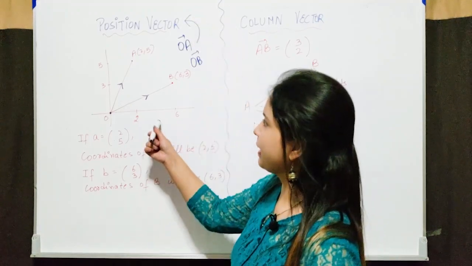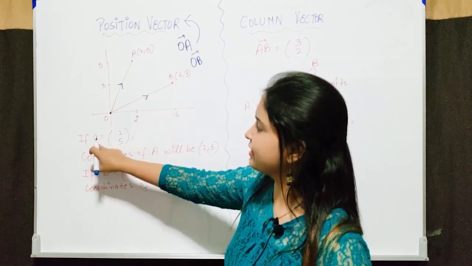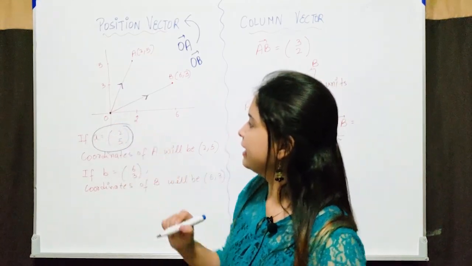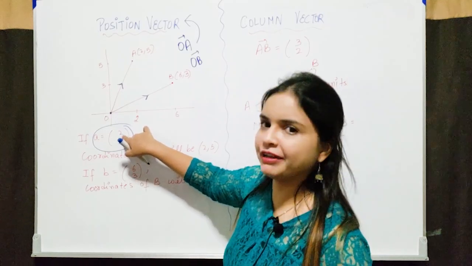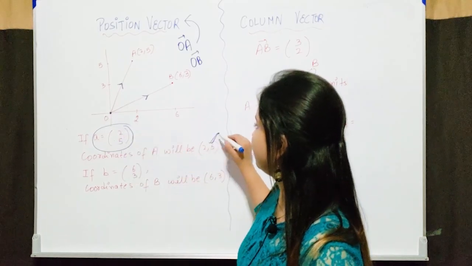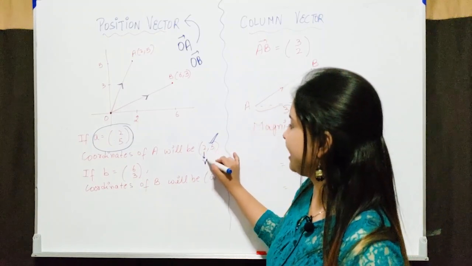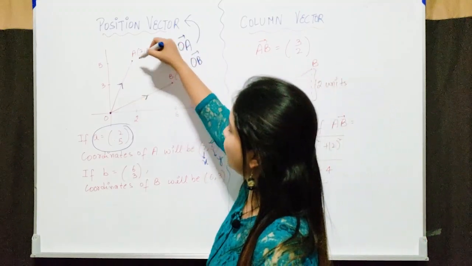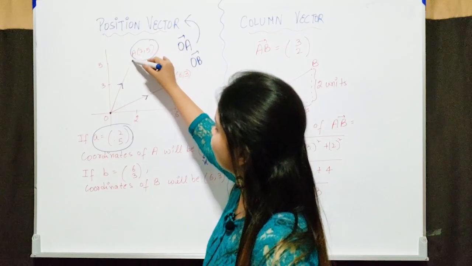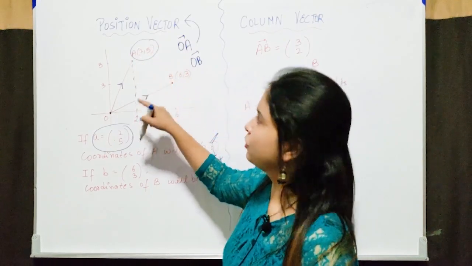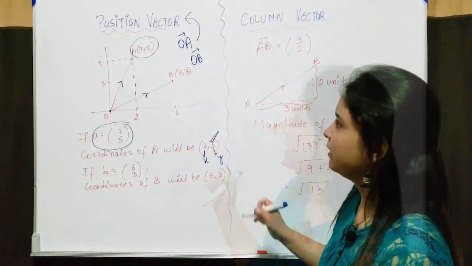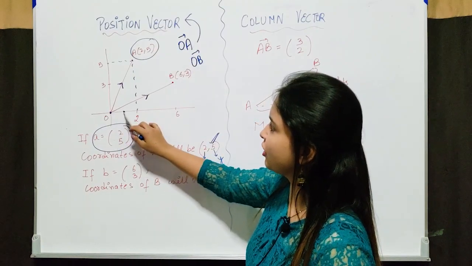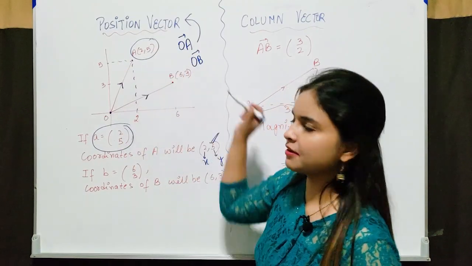Okay, easy. Now, if I say my vector A is equal to (2, 5), if I represent my vector like this, that means the coordinates of my vector are 2, 5, where 2 is the x coordinate and 5 is the y coordinate. So, OA is my vector which has x coordinate 2 and y coordinate 5. Now, coordinates of OA will be 2 and 5.